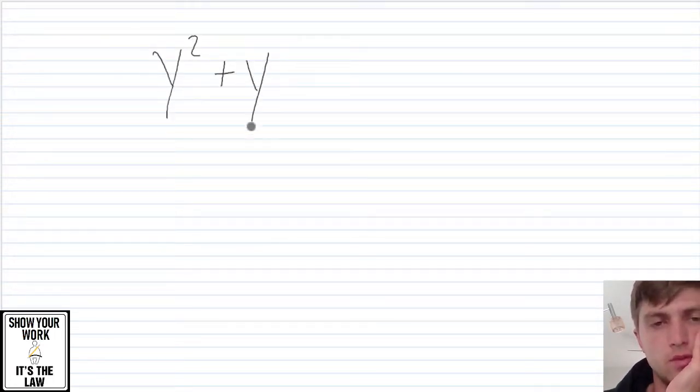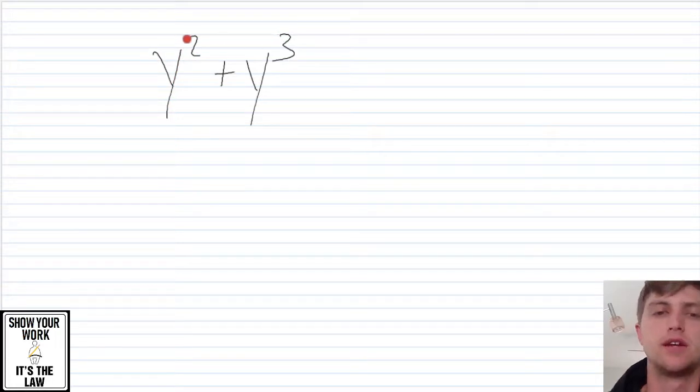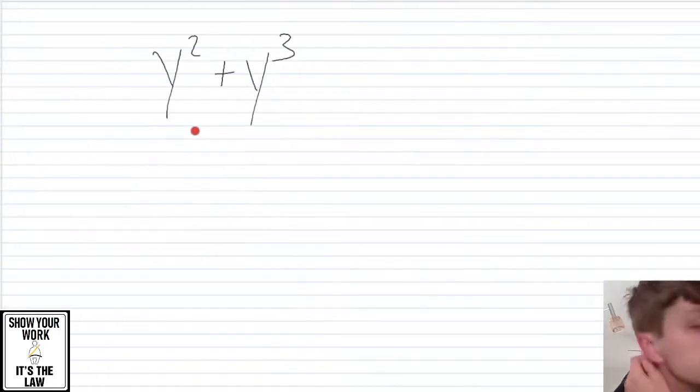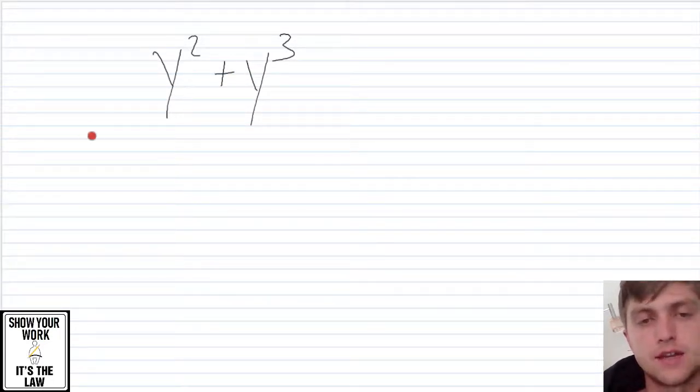Now remember, what happens if we have x squared plus y cubed? Can we combine these at all? No, because remember, the rule for combining, which means adding or subtracting, is they have to have the same base and the same exponent. So what we've just been doing, that's only for when we're multiplying everything. When we're adding, same base, same exponent.